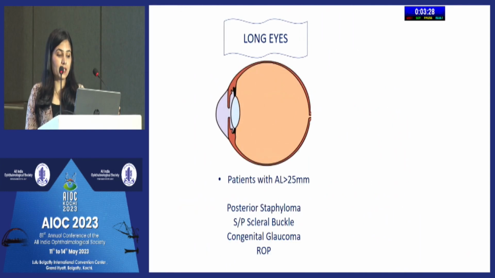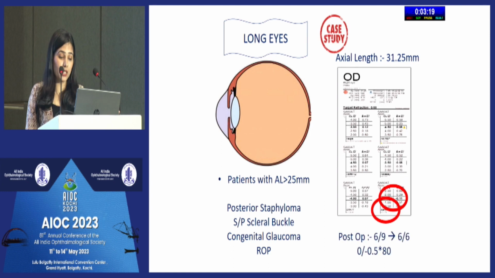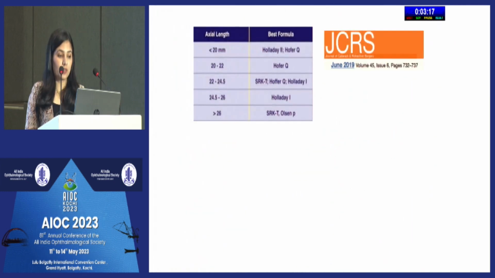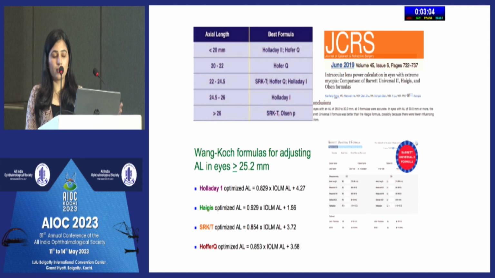For longer eyes with axial length more than 25 mm, such as patients with posterior staphylomas, status post-scleral buckle, congenital glaucoma, and ROP, this is a nomogram which told that for more than 26 mm, SRK/T and Olsen were more accurate. With Bangkok adjustment, most of the formulas work fairly well, but in the end, Barrett's Universal 2 is one formula which suits all of the eyes.